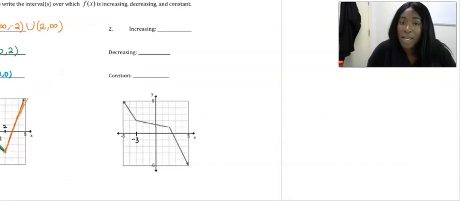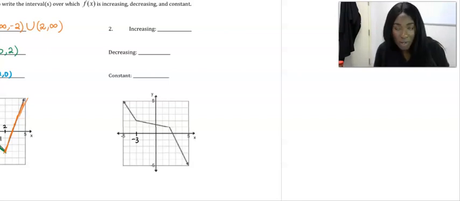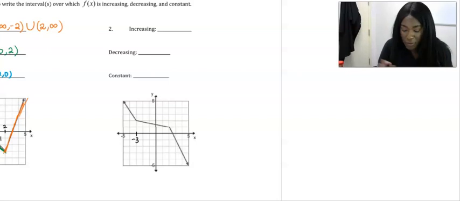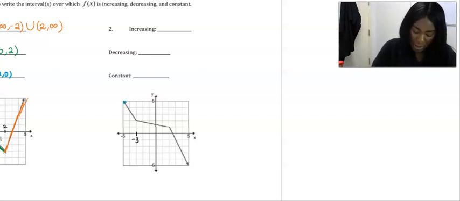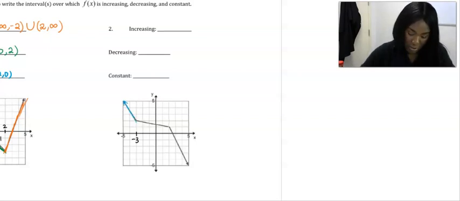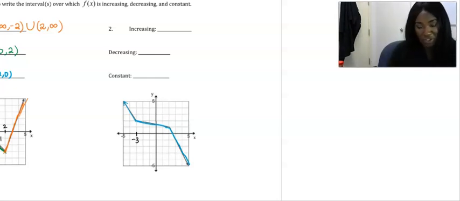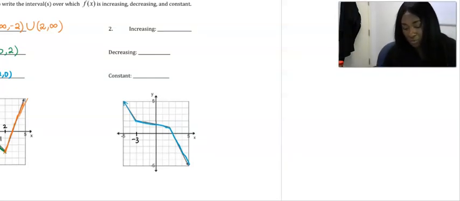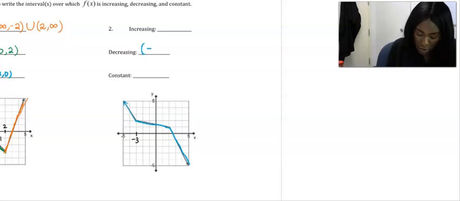Looking at example 2, we're going to do the same thing. It's very important that we always work from left to right. So starting on the leftmost part of the graph and tracing our way through the right, our pen is moving downward. As we continue to trace through the graph, my pen is still moving downward. And as I continue to trace through that last piece of the graph, the pen is still moving downward. So that function was always decreasing. So it was decreasing from negative infinity to positive infinity.